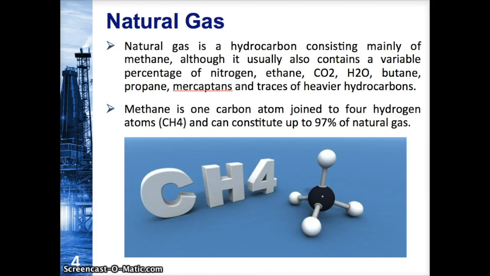So when I talk about natural gas, especially here in the first part of these couple of chapters, I want you to think of natural gas as natural gas in the reservoir. Some part of it is going to be methane, and there's going to be nitrogen, ethane, CO2, water, butane, propane, mercaptans, and other heavier hydrocarbons. So I don't want you to think of just pure methane. When we talk about getting to the liquefied natural gas, then we'll actually specify methane.